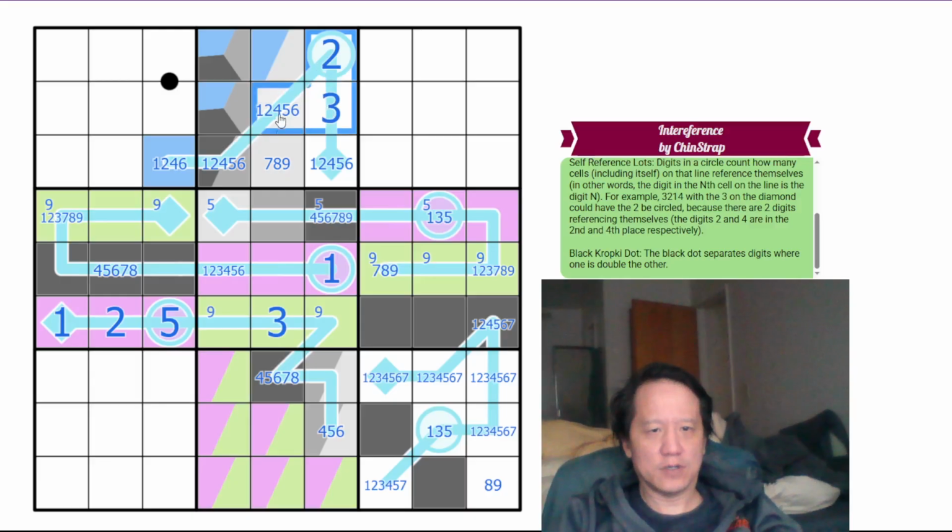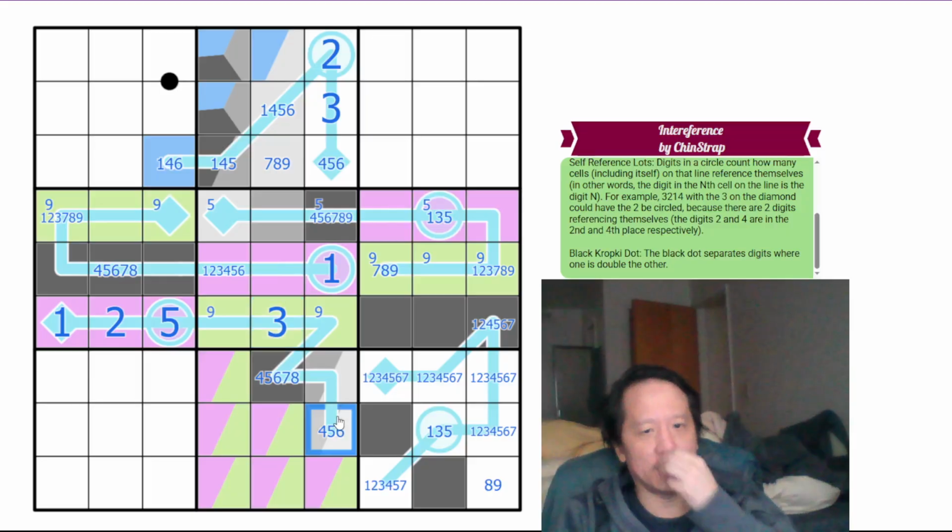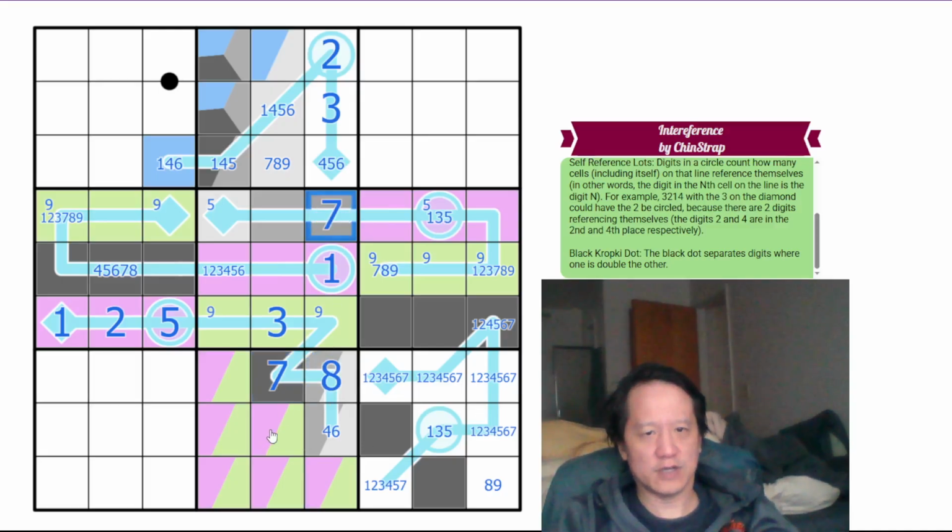5 has to be one of these sets. So it cannot be 2, cannot be 6. It's 1, 4, or 5. 1 cannot be here. So this can't be 1 or 2. 1 is in the 4th, 5th, or 6th positions. None of these could be 2. Also, this 7 has to be self-referencing because the 5 and 3 are referencing each other. The 9 and either 4 or 6 are referencing each other. So this must be 7. This must be 8. That forces this to be 7.